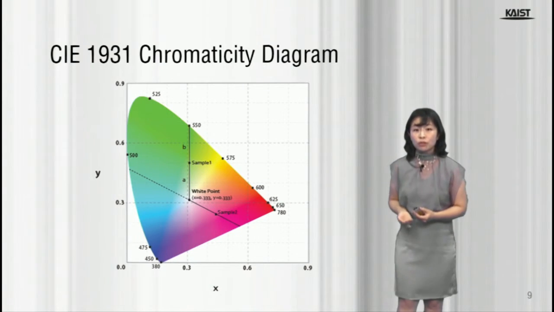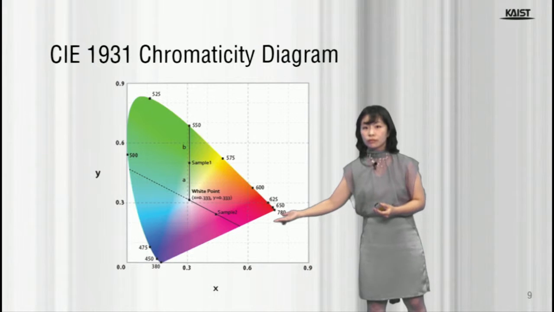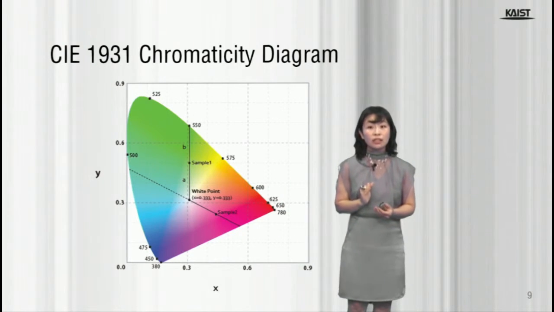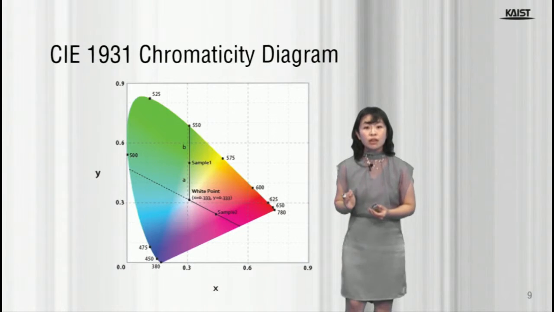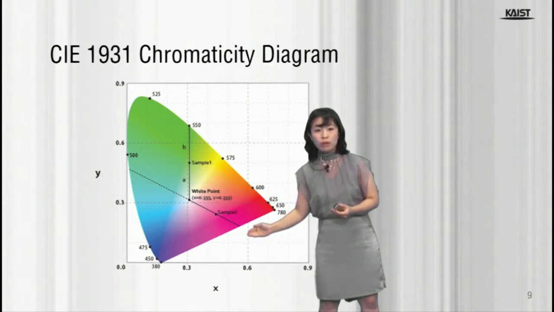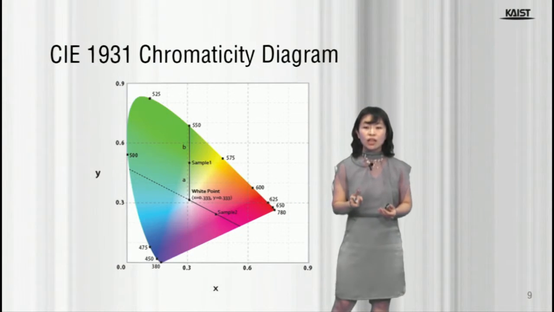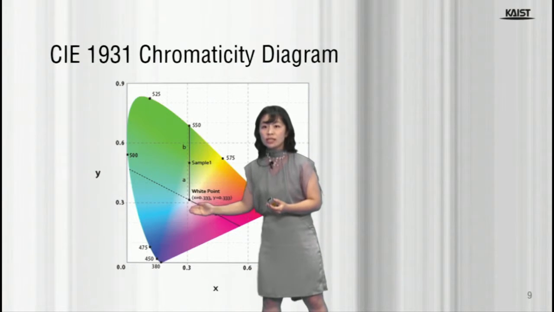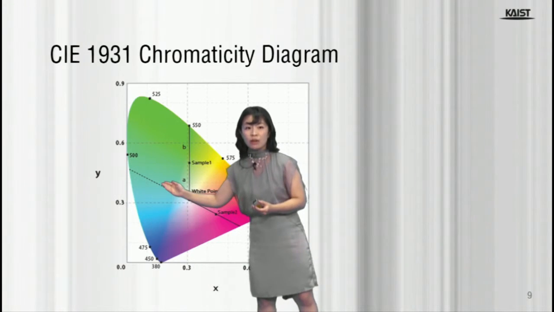In case of sample 2, here, it's not possible to define the dominant wavelength because the extension from the white point reaches the purple line. In this case, you can mention the complementary dominant wavelength when the extension is extended in the other direction.